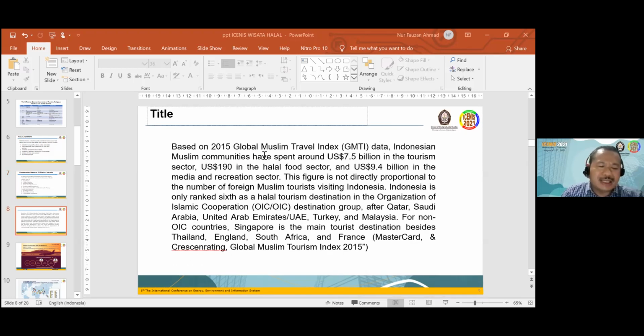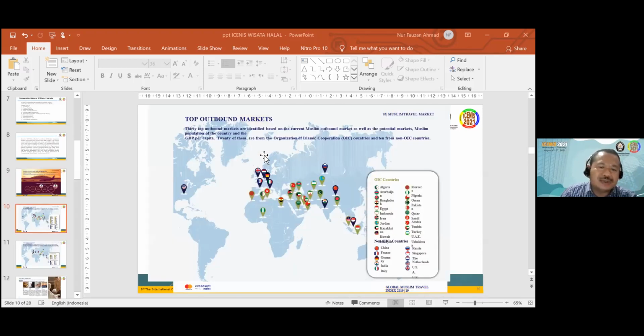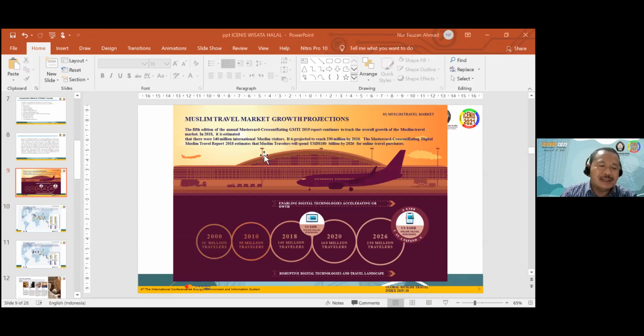Indonesian halal tourism has again become a hot topic of conversation after Crescent Rating and MasterCard announced on the 15th of February that Indonesia was ranked first as the world's halal tourism destination. Yes, in halal tourism, Indonesia is the first.